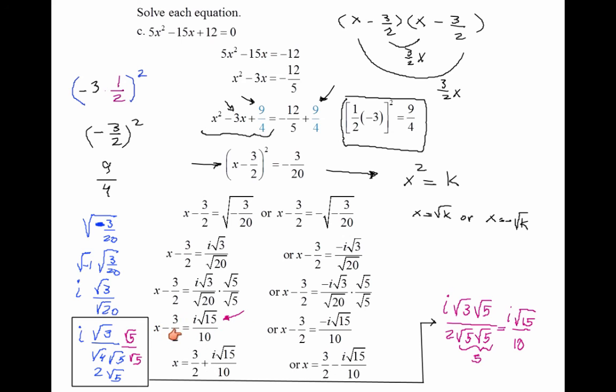So the answer would be x. If I simply add 3 half to both sides of the equation, I can isolate x. x would be equal to 3 half plus this result, or 3 half minus this result. So these would be my solution set.